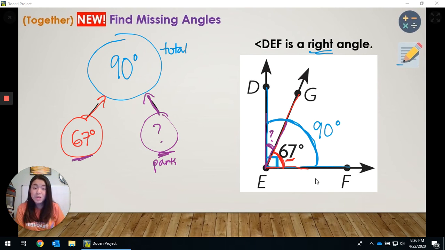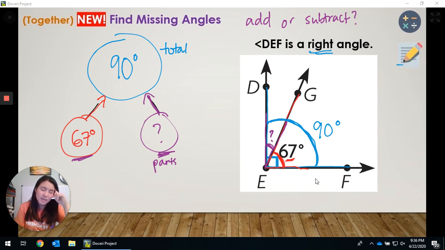Well, this is where we want to use that addition and subtraction that we already know. But we got to think, do we want to add or do we want to subtract? And the way we can do that is by looking at our little number bond here. Our missing part is small and it goes inside of 90. So I'm thinking, if I add 90 degrees and 67 degrees, am I going to get a smaller number? We know when we add, we get more of something. And if we get more, there's no way that this number is going to get smaller. It's going to get bigger. So we know we don't want to add.